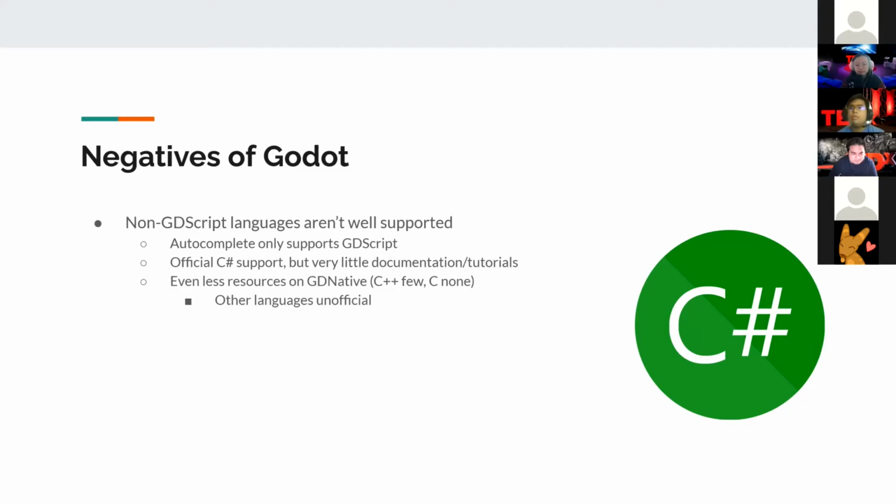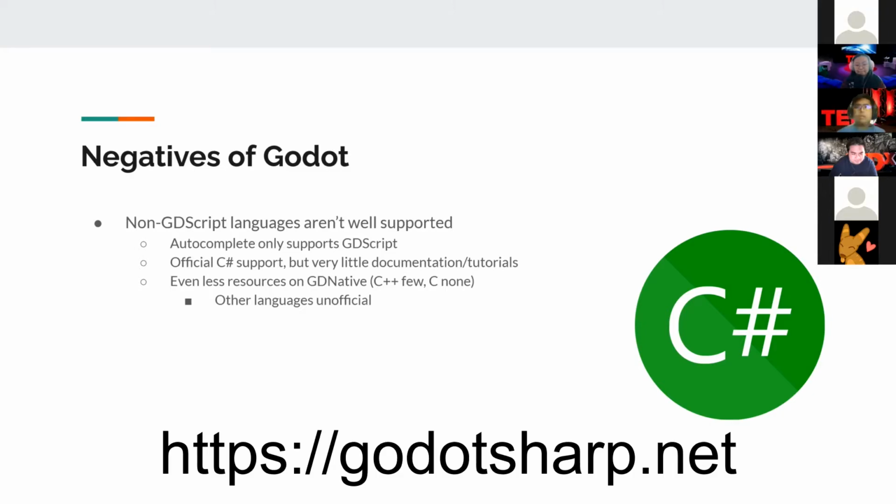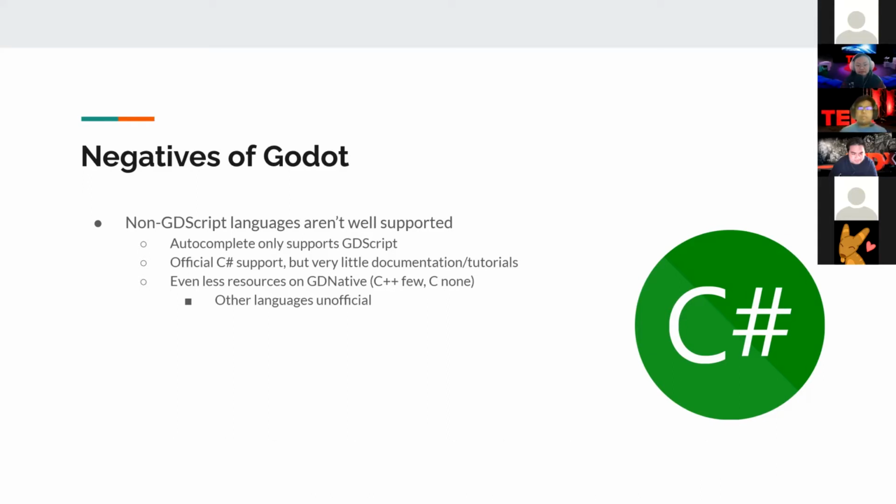There is a website called Godot Sharp that explains the Godot API in C#, and essentially what sort of things you could do in GDScript. It'll explain that, but in C# instead. But aside from that, there are very few resources I've personally been able to find that talk about C# and Godot.